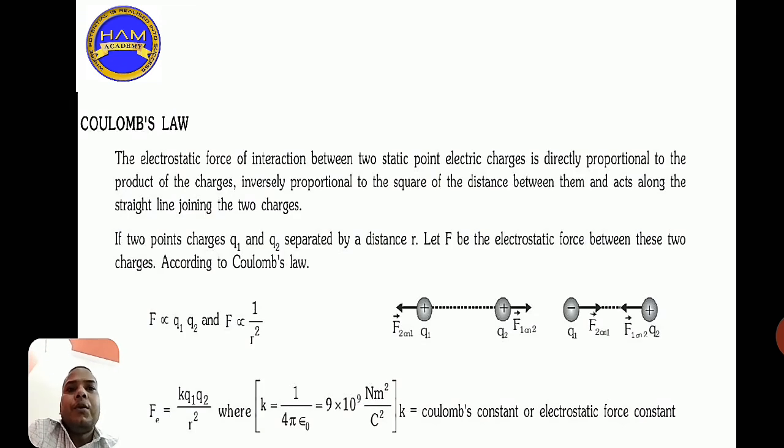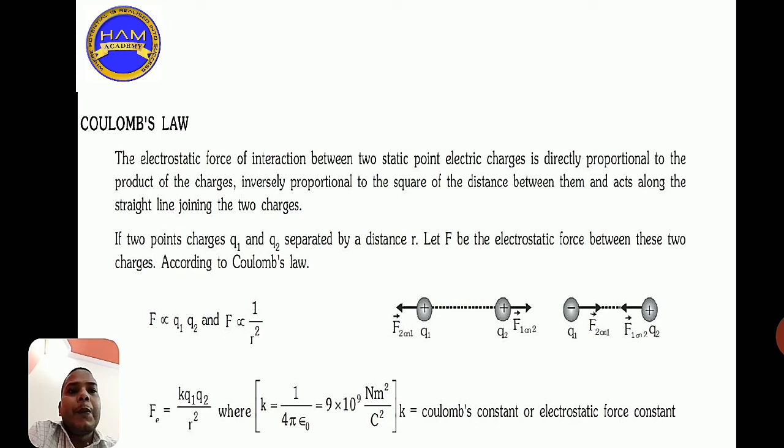Actually, what is Coulomb's law? As you know, the basic particle of any body is charge. We know very well about the charge. So from this topic you can find the electrostatic force between two charges.